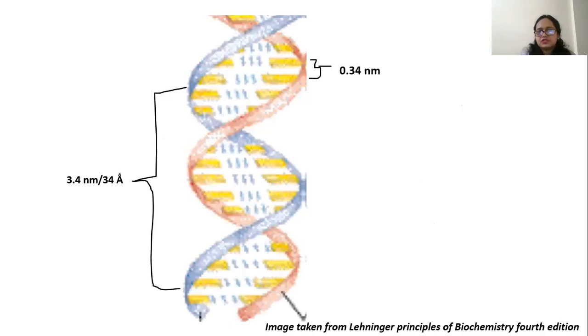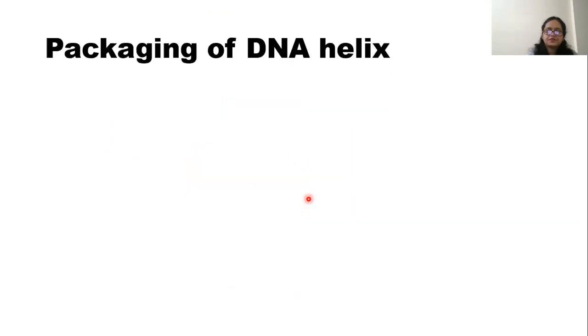Now, in this picture, you can see that between two base pairs there is a distance of about 0.34 nanometer, while the pitch of the helix, or you can say the height of one loop or rise of one loop, is around 3.4 nanometer or 34 angstrom. And the number of base pairs in one turn or helical loop is around 10 base pairs.